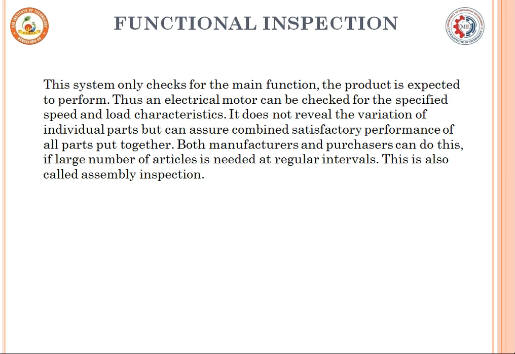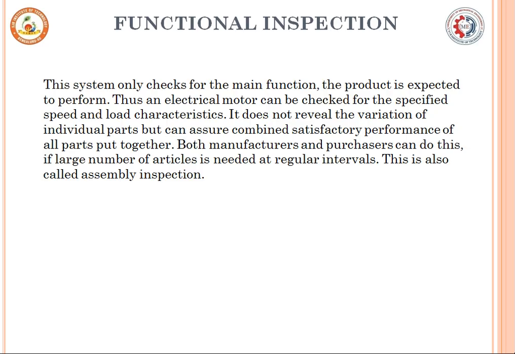So what is functional inspection? Functional inspection tells about the product. The product must be able to perform at last. For example, if you manufacture an electric motor, it is checked for specific speed, load characteristics, how much load it can take. All those things will be checked individually from minimum to maximum, how the product performs.